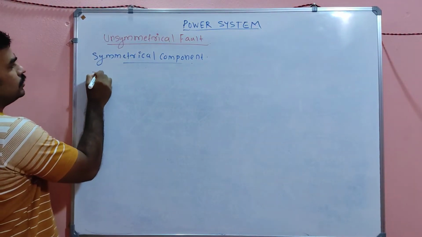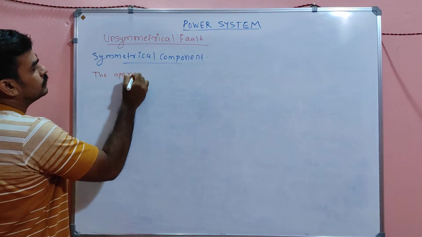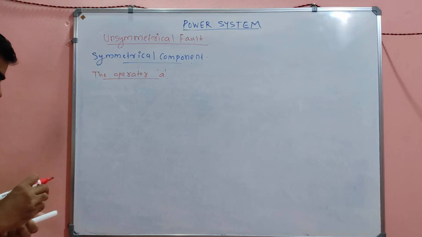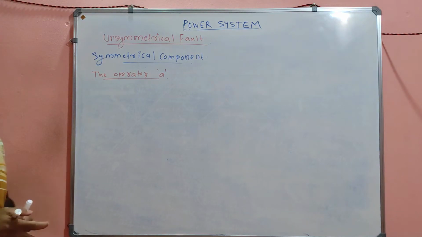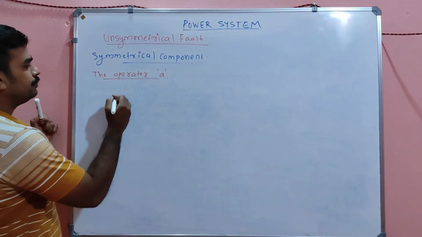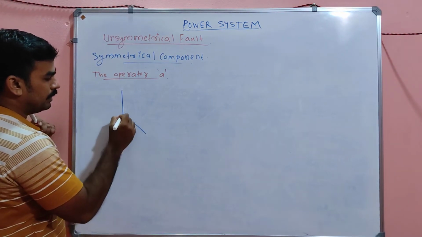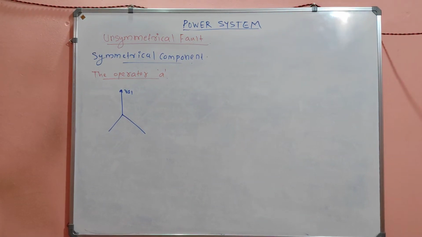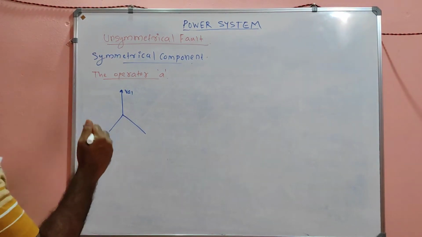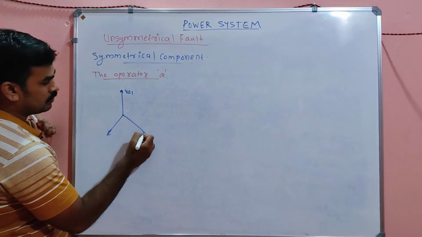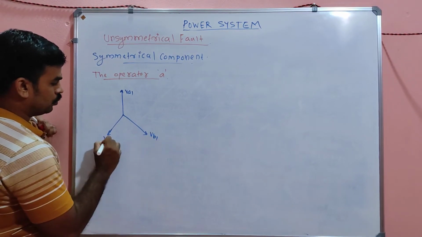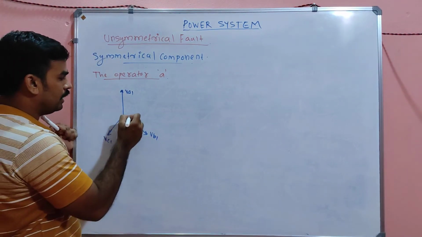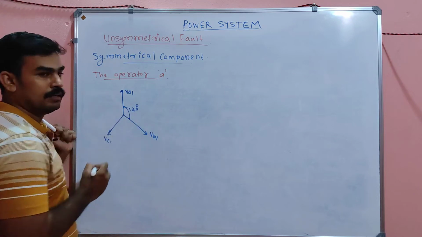Next, the operator A. Another important concept from this session, the operator A. Right now you have three vectors. In ABC phase sequence, VA1, VB1, VC1, all having 120 degree phase angle between them.